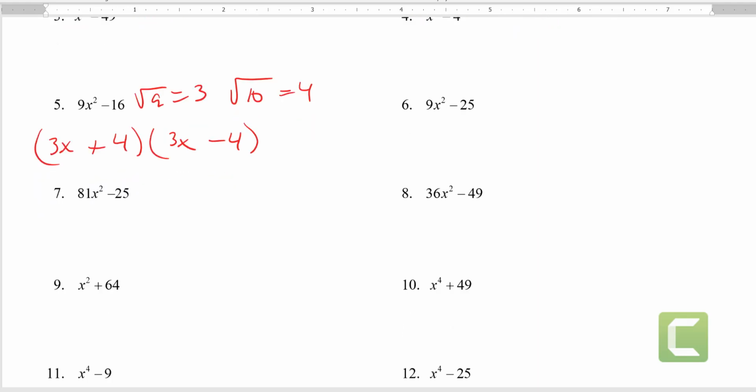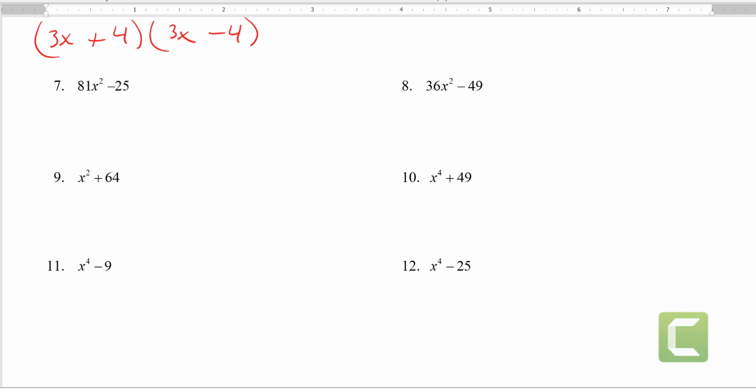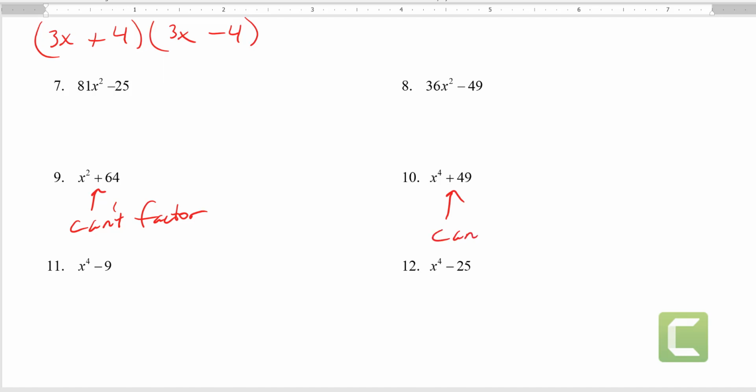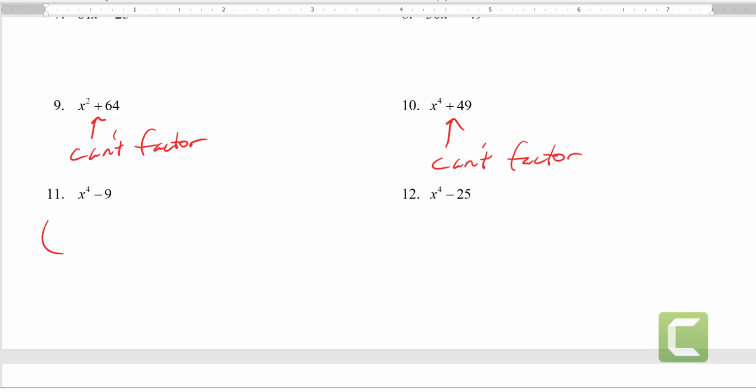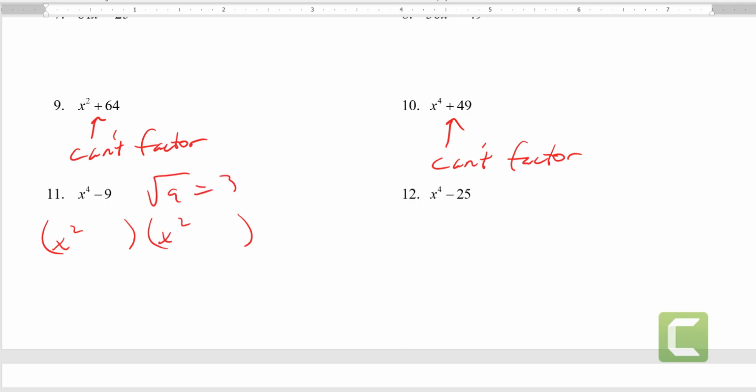Okay, let's go to number 9, can't factor. Okay, let's go to number 10, can't factor. Okay, let's do number 11. It's x to the 4th. So that means it's x squared and x squared. Square root of 9 is 3, so it's 3 here and 3 here and plus and minus, and you're done.